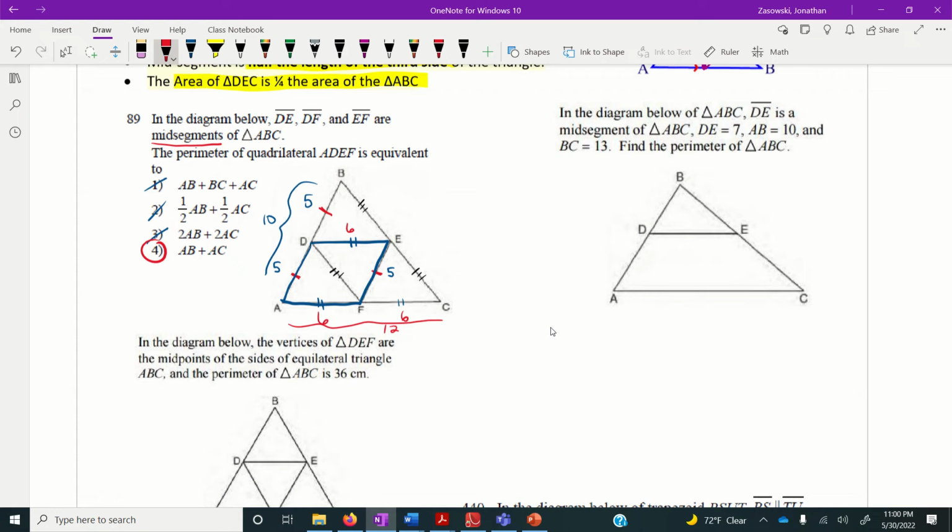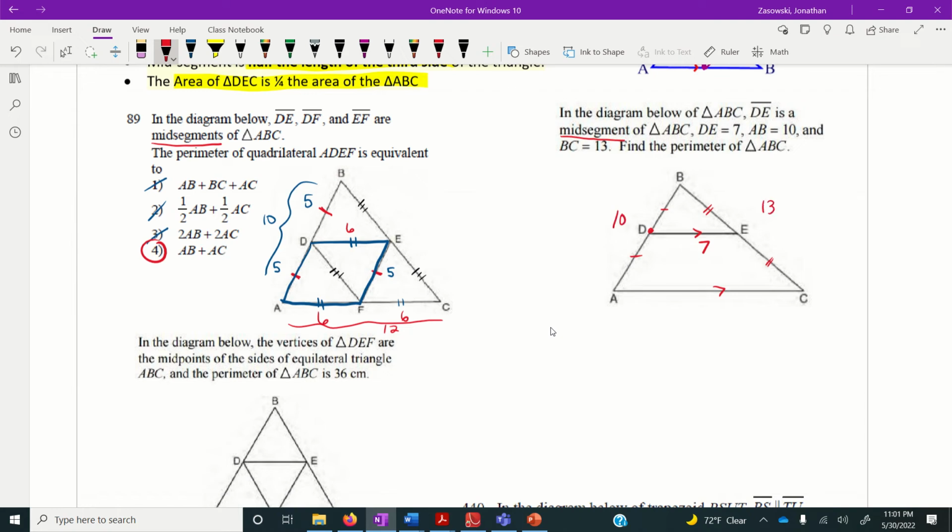All right, going to the right here. If we know that DE is a midsegment, we know once again that these are midpoints. So this is going to cut equal to this and be parallel, and this is going to cut equal to this. If DE is 7 and AB is 10, BC is 13.